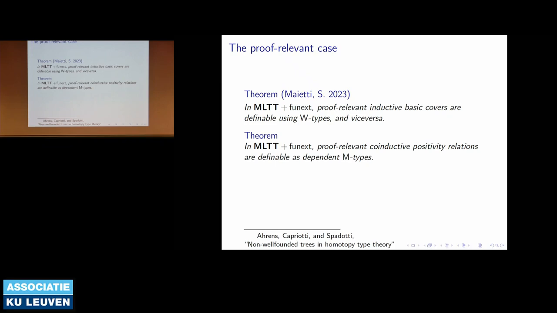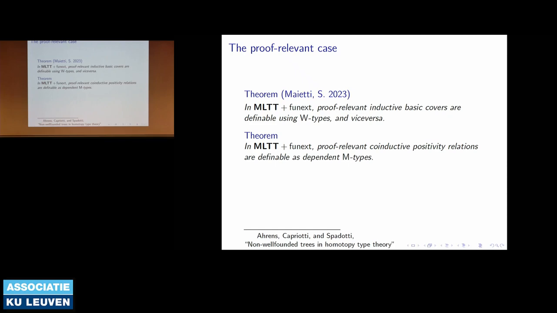Okay, so what's the result in the proof-relevant case? In a previous work with Maietti, we showed that in Martin-Löf type theory with function extensionality, you can prove that W types and proof-relevant inductive basic covers define the same scheme, have the same expressive power, if you want. Formally, this means that they are mutually encodable. Now we upgrade this to the coinductive case by showing that proof-relevant coinductive positivity relations are definable through M types. But notice that here we do not have the opposite direction, so we do not get a full equivalence.